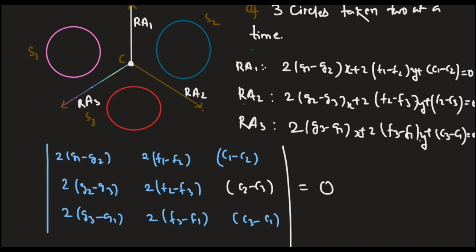You can first solve RA1 and RA2. Whatever the values of X and Y you get, put them in equation 3. If it is satisfied, then you can say that they are concurrent. If it is not satisfied, then they are not concurrent. But here it should be the case that they are concurrent.